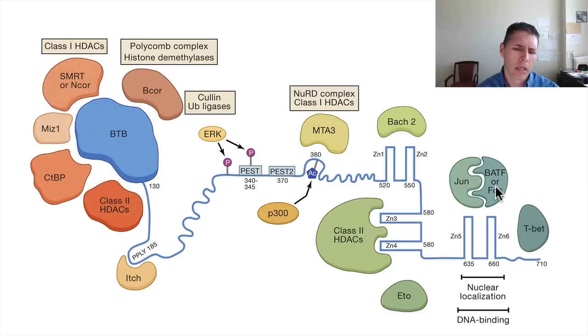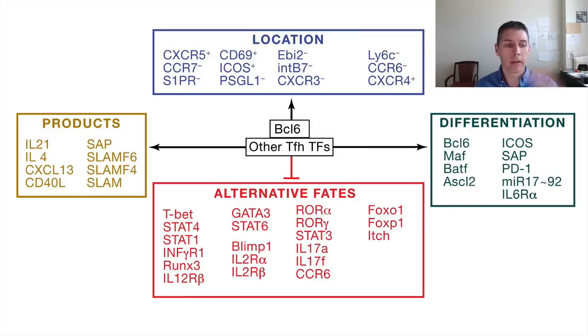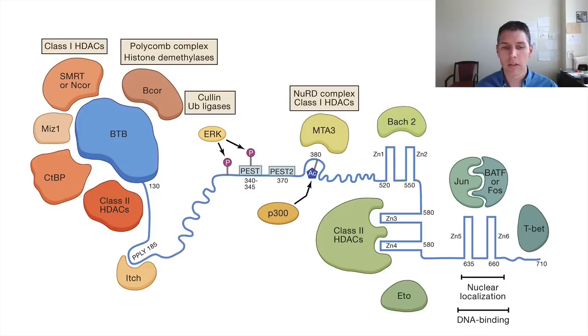And as such, between BCL6's primary sequence shown here and the different categories of genes that get regulated in TFH differentiation, it appears that BCL6's functions in TFH cells are tightly interwoven into a variety of different components of TFH differentiation and biology.